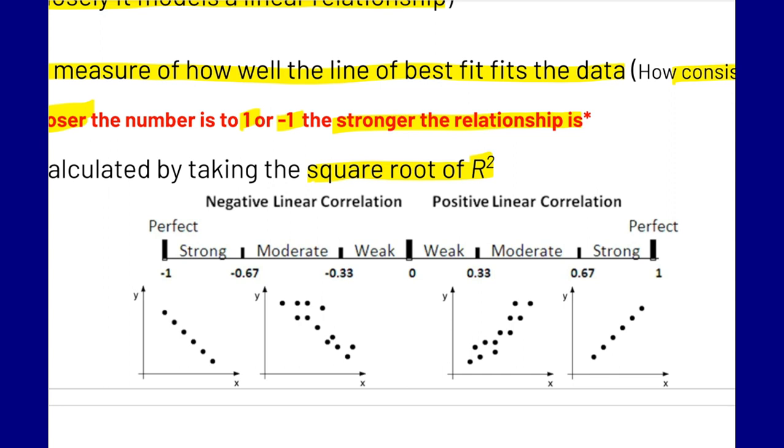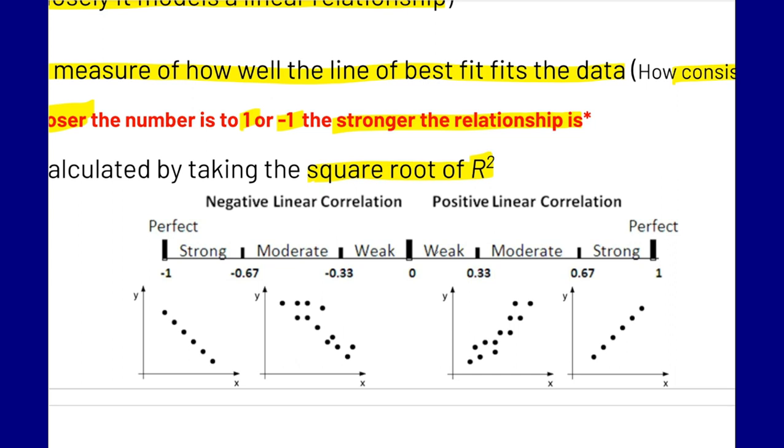Next one, it is increasing. It is relatively close together, but not forming a directly straight line. So again, this would be a moderate positive correlation. And lastly, again, we see going on a straight line, straight up. So that's a positive linear correlation.